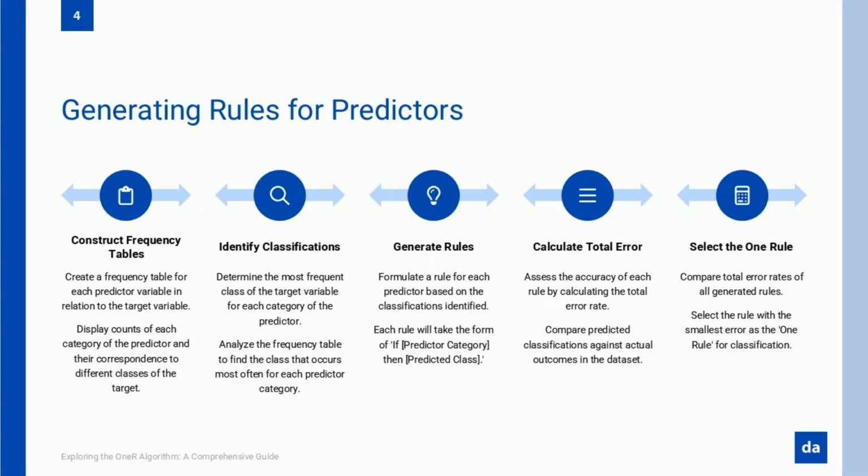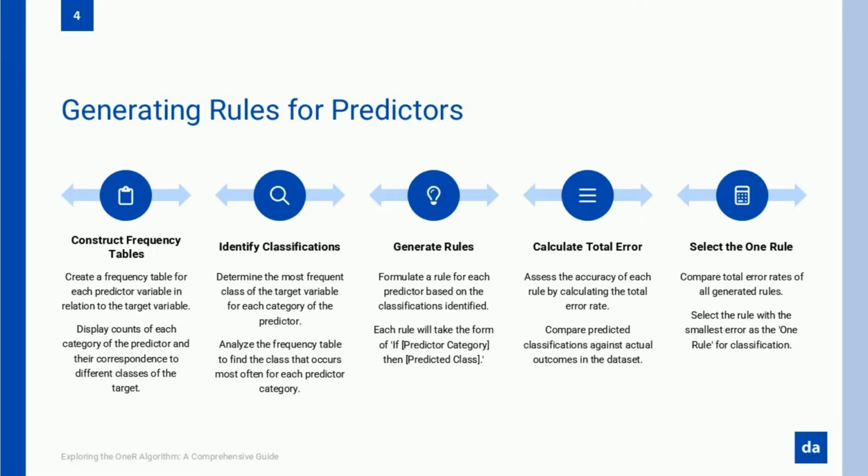But generating the rule is only half the story. The next step is to calculate its total error. You apply the rule to your data set and compare the predicted classifications to the actual outcomes. Every time the rule gets it wrong, predicting purchased when the actual outcome is not purchased, for example, that's counted as an error. By summing up these errors, you get a clear measure of how well the rule performs.